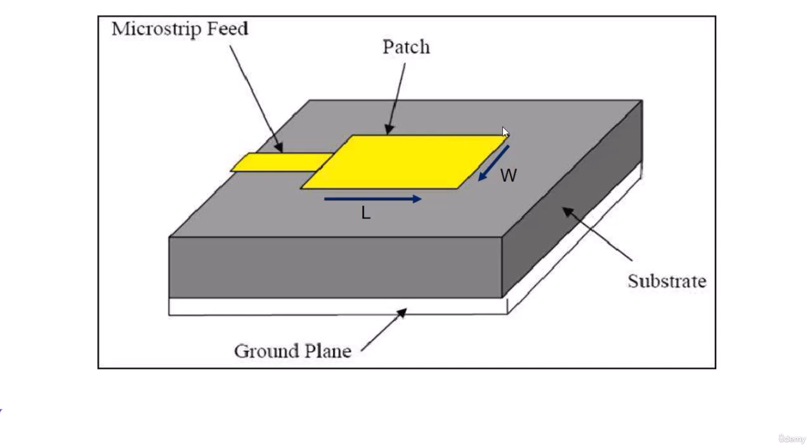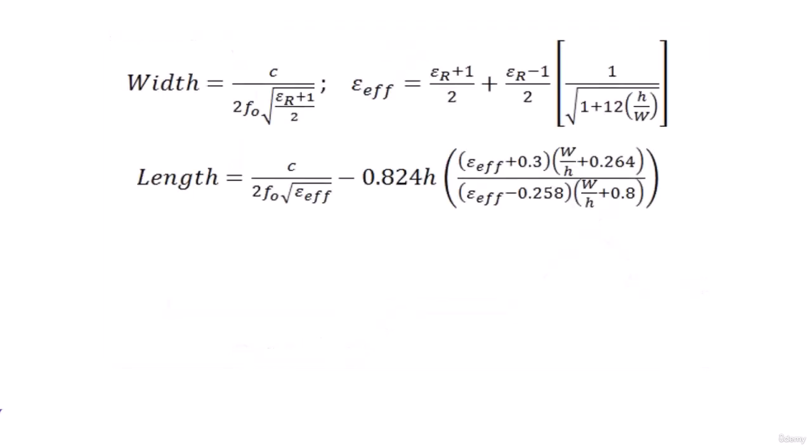So we have a patch antenna. You can see this is a microstrip patch antenna, and this is the width and this is the length of this patch. If we have to design this antenna for a certain frequency, we should follow some equations. From those equations, we can calculate the dimensions of length and width. To calculate the width of this patch, we will follow this equation, and to calculate the length of this patch, we will follow this equation.